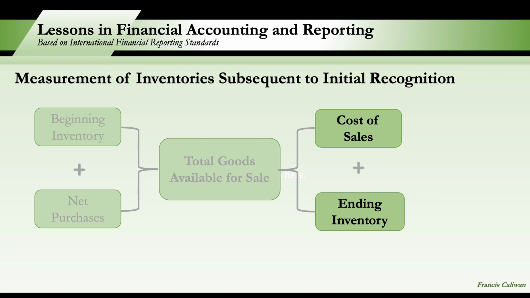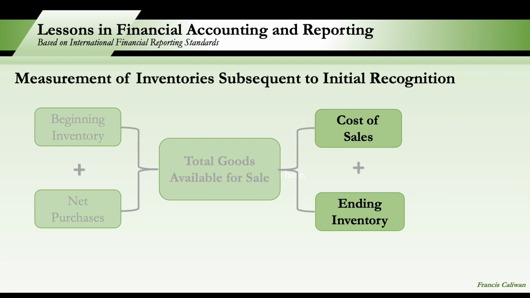So in part 1 and part 2 of our discussion for the accounting for inventories, we've discussed in our cost flow assumption that we have the beginning inventory, we add net purchases for that period or for that year, then we will have our total goods available for sale. And then the total goods available for sale will be the units which will be sold during the year, di ba? So kapag nabenta sila, they will go to cost of sales. Pero pag hindi sila nabenta, unsold, they will be presented in the statement of financial position at ending inventory.